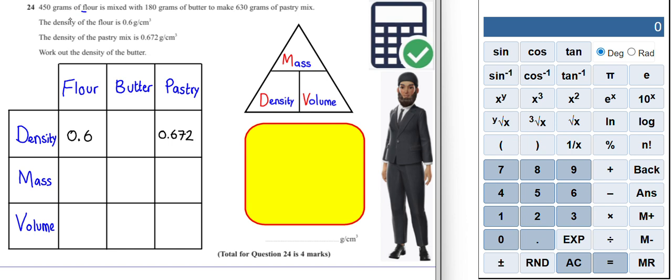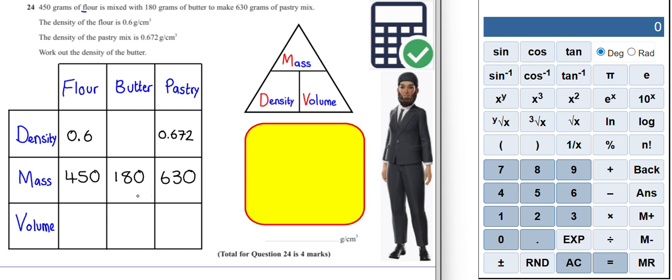And let's write down the masses. They've told us that the flour is 450 grams. And the butter is 180 grams. The pastry mix, add these two numbers together, it's going to give you 630 grams.